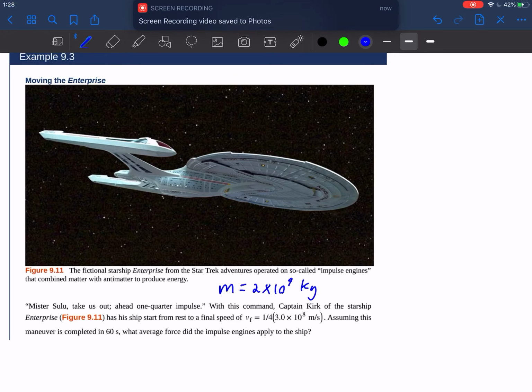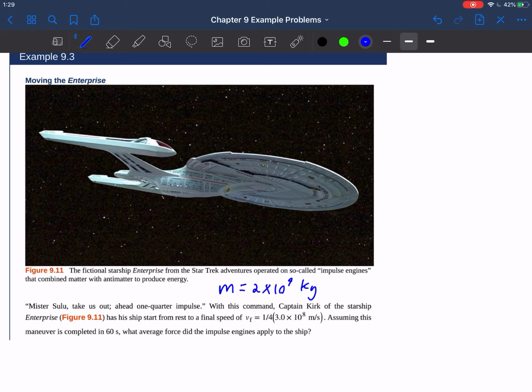1/4 the speed of light, and so that's our final velocity. And if we assume it takes 60 seconds to do that, to go from not moving to moving 1/4 the speed of light, the question is, what was the average force on the Starship and on the people in the Starship in order to give them that large change in velocity?